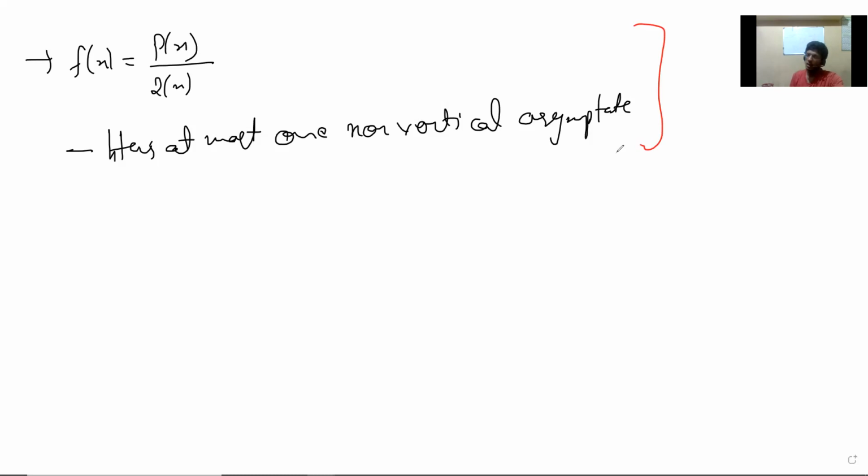Polynomial by polynomial, it will have at most one asymptote. Okay, I mean at most one non-vertical asymptote. Obviously, vertical asymptotes, it could have many. You can think, yeah, it can have many vertical asymptotes. So this is one thing that you can think about. So I did not do much today, but I suppose we did some easy stuff.